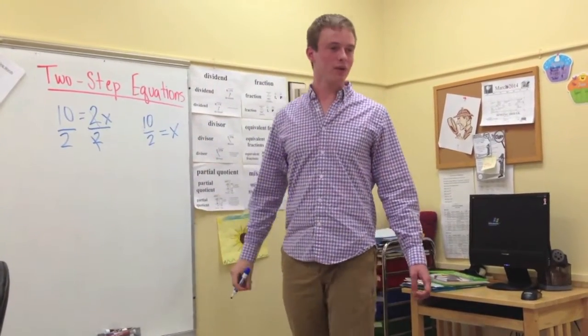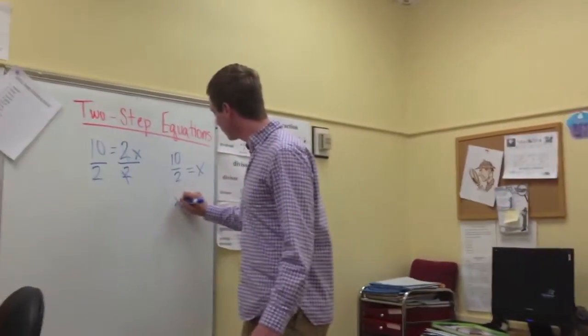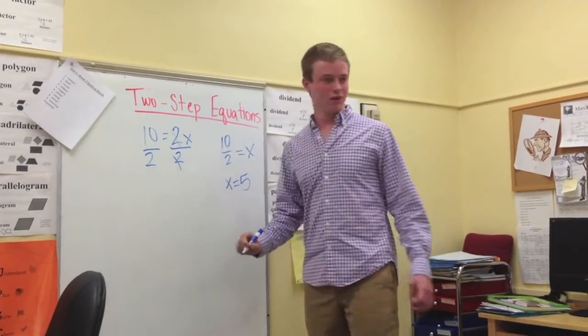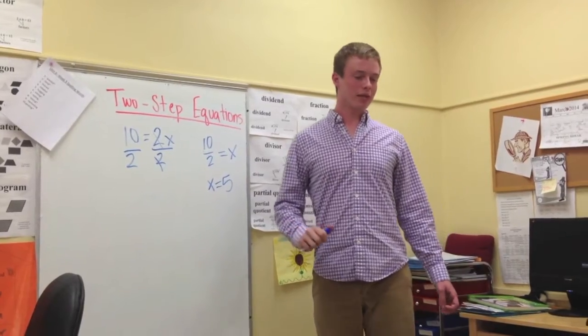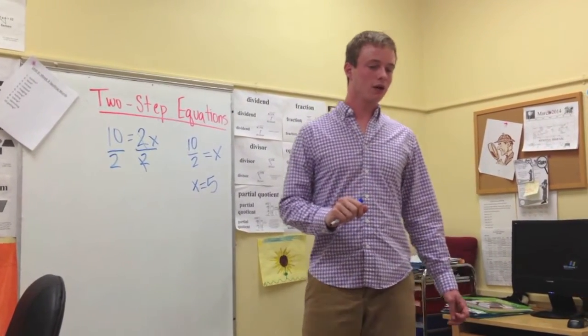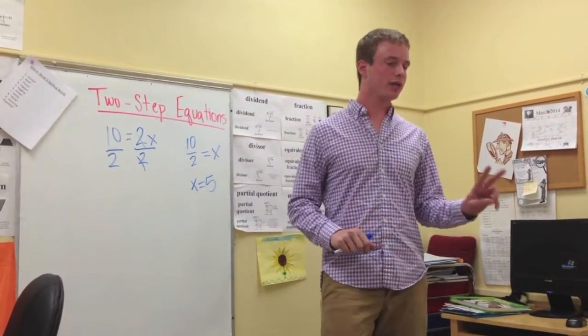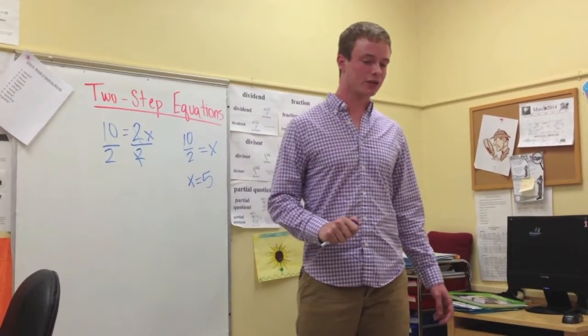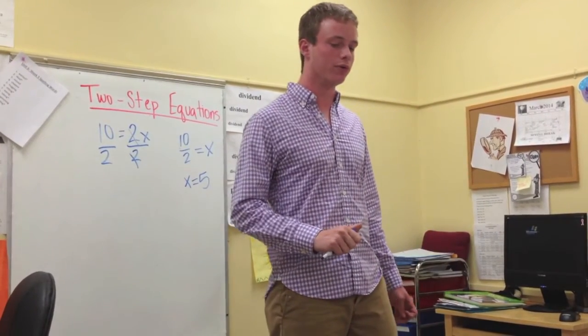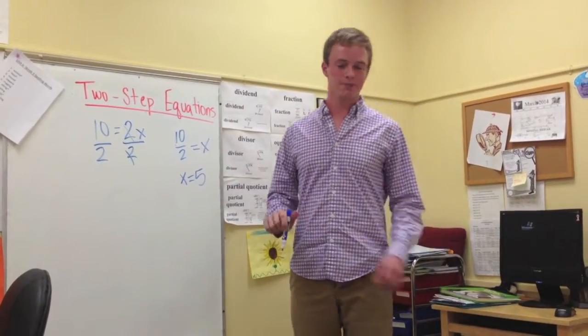And what's the final step here? We simplify. We do 10 divided by 2. Exactly. And what is that? 5. So we get x equals 5. Pretty easy, huh? So today's going to be just a little bit different. We're doing equations with 2 steps. This means we can't get the answer in one move. We have to rearrange things a little bit.